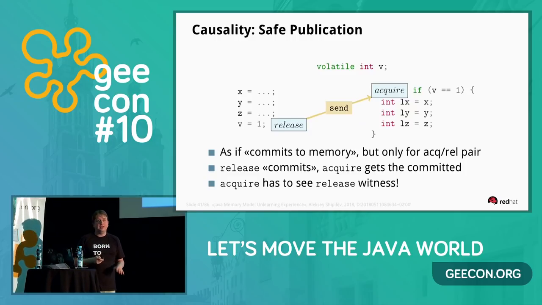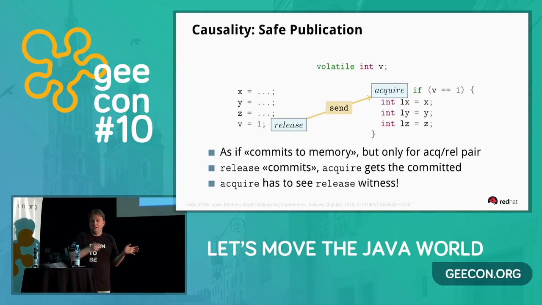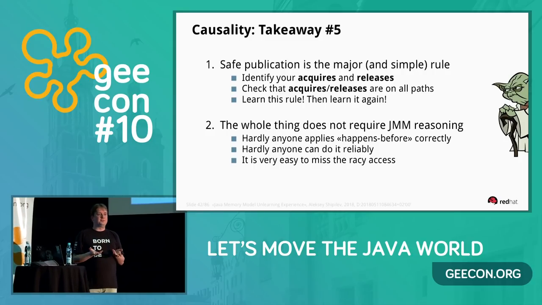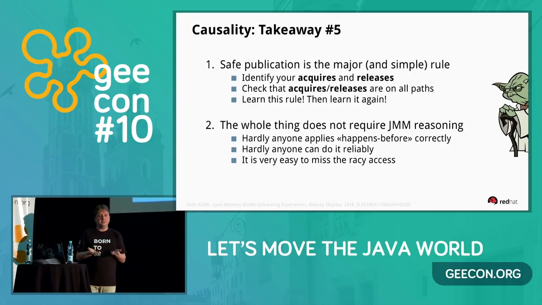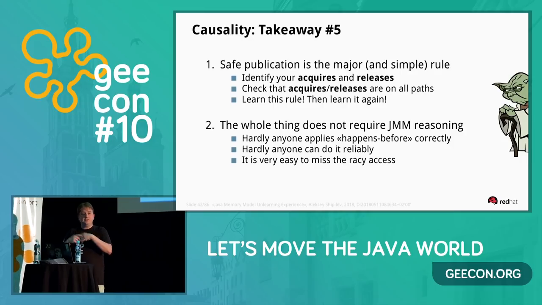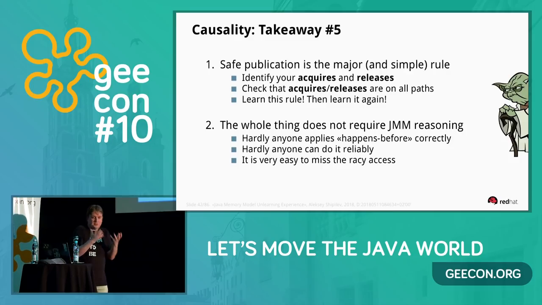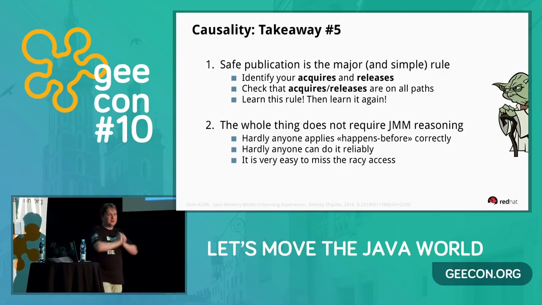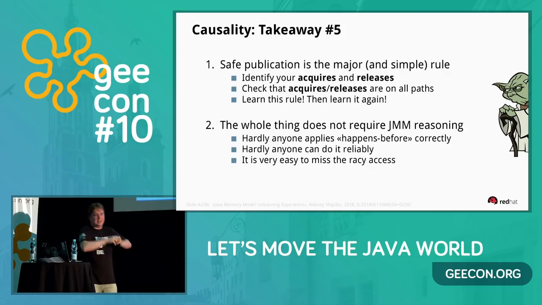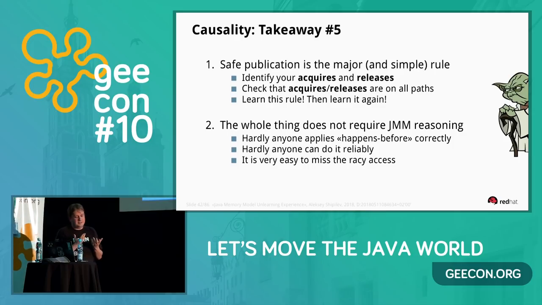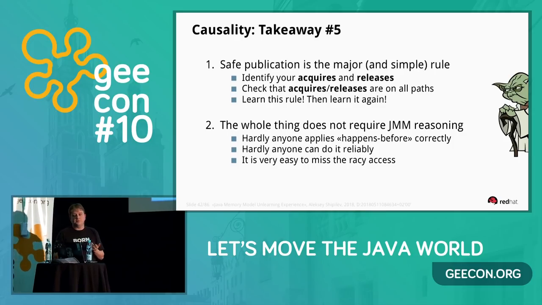So the major takeaway is not to think about JMM rules, because they are hard to get right, but rather to think about these high-level rules. Safe publication is basically the major and simplest rule from JMM that you can use in day-to-day life. So how you do this: you just identify your acquires, identify your releases, check that acquires and releases are on all paths between the threads, and that's about it. And this is a simple mnemonic. If you want to send something to your friend, you pack it up, you release it. Your friend just acquires it, unpacks it, and then can read something from there. It's a simple, mechanical interpretation that you can use to reason about your programs.